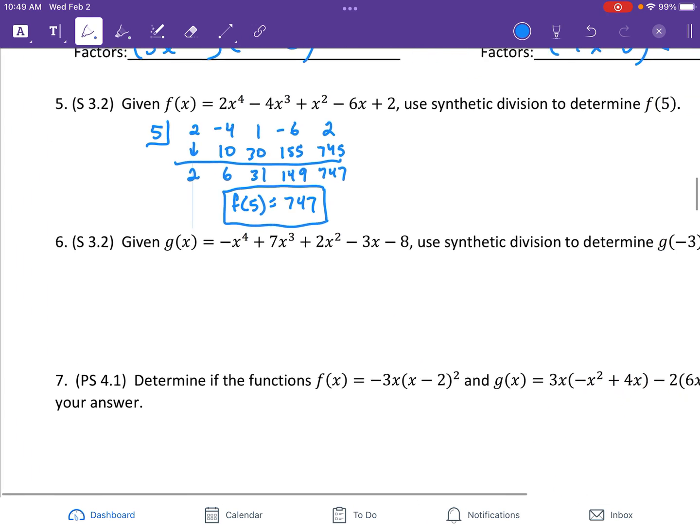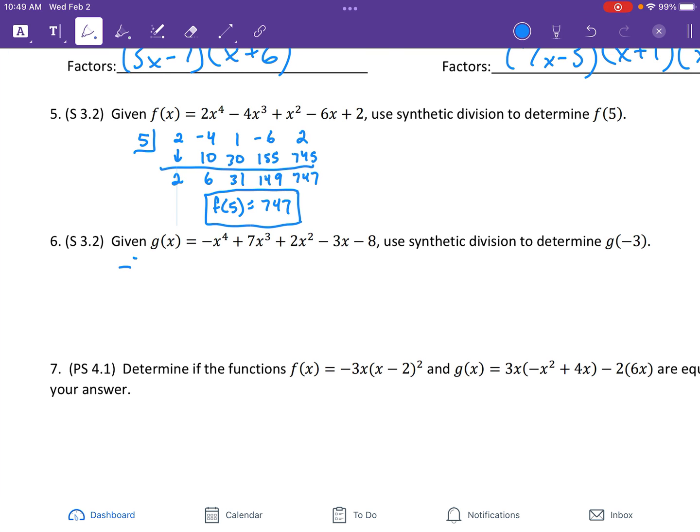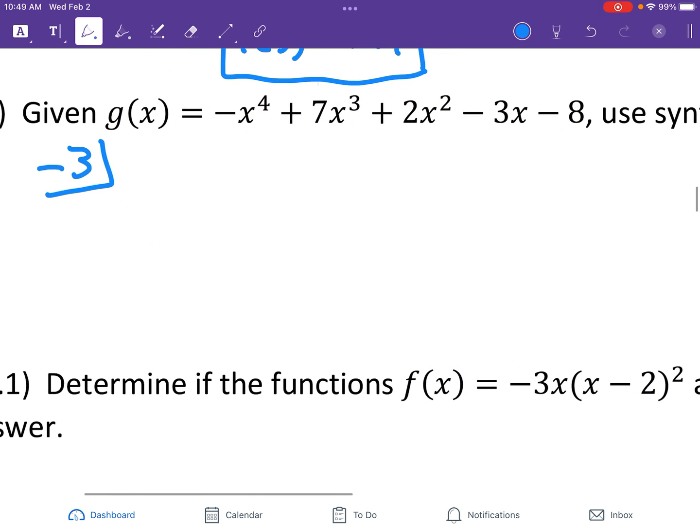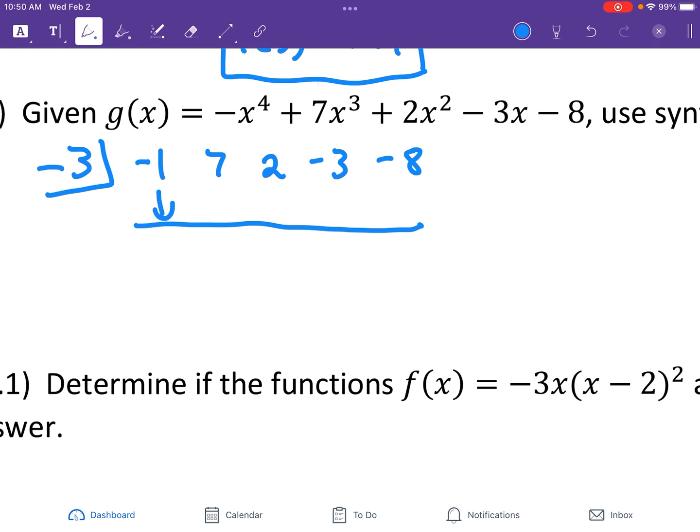Same thing we're doing for the next one. We have negative 3, and then the values in our problem, which is negative 1, positive 7, positive 2, negative 3, and negative 8. Again, remembering that the signs follow the numbers. Drop the first number, you get negative 1 times negative 3 is positive 3, which gives you 10. Multiplied by negative 3 is negative 30, gives you negative 28.